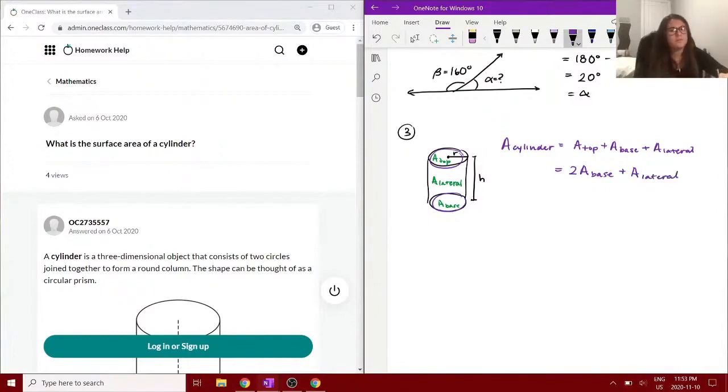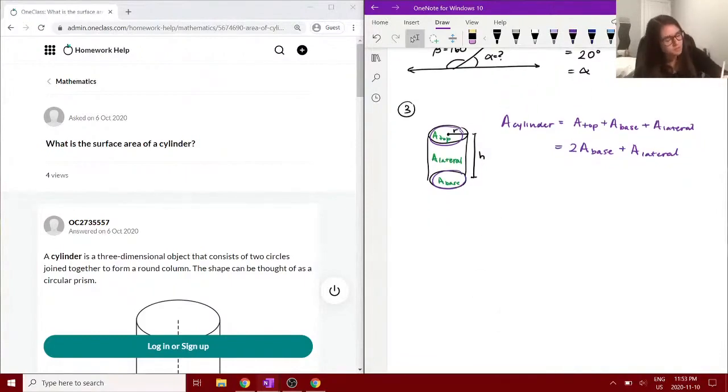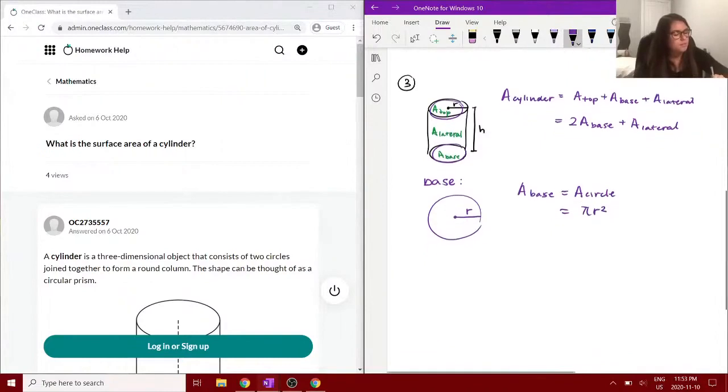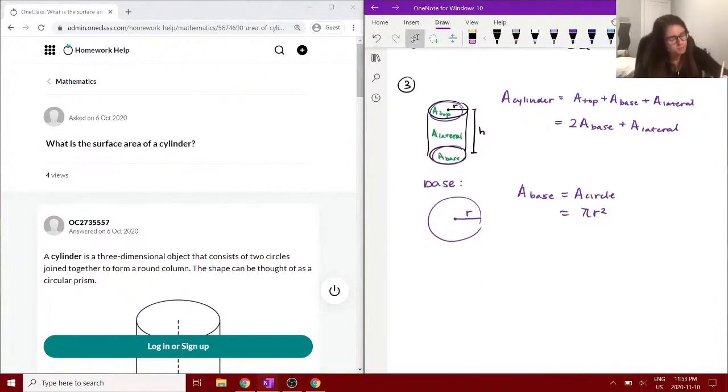Now we have to figure out what the area of the base and the area of the lateral surface are. Let's start with the base. As you can see from my diagram, the base is just a circle with a radius r. So the area of the base is equal to the area of a circle, and we know that the area of a circle is pi r squared. Next we need to figure out the area of the lateral surface.